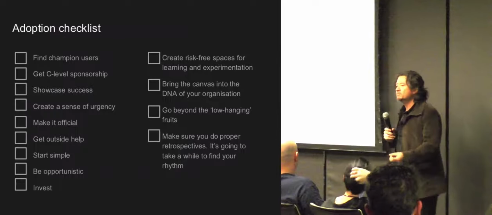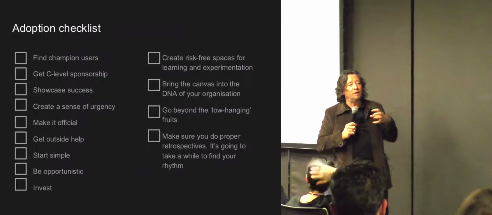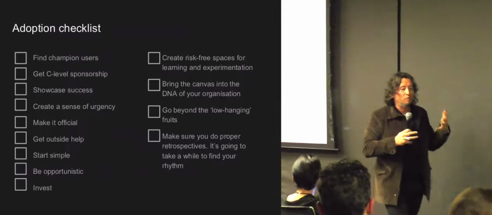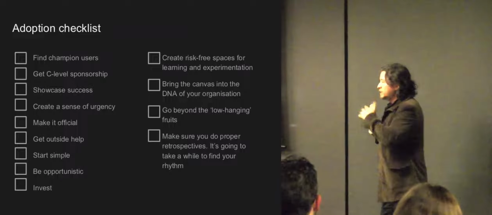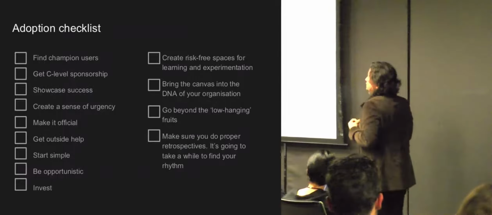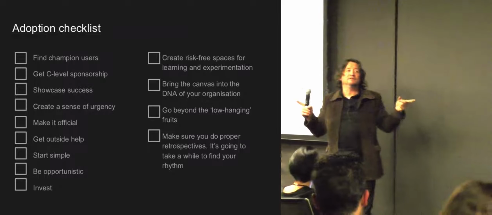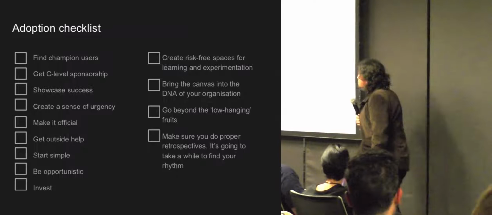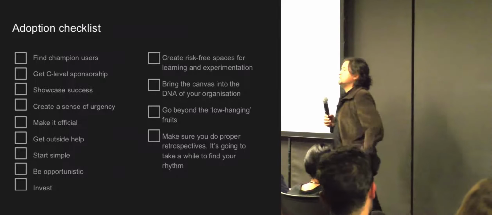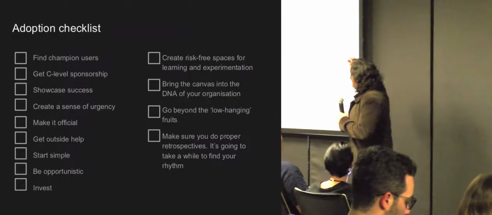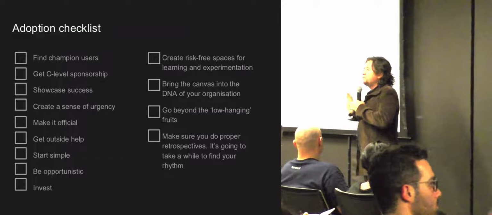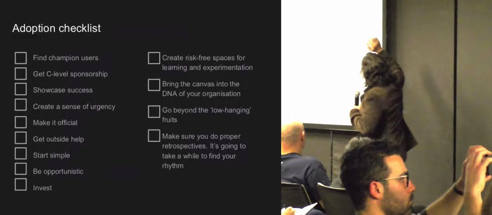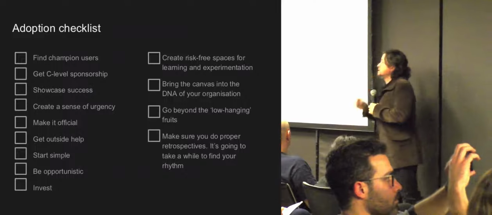Get outside help. If you don't have all the people you need to be able to help you foster that culture, bring in some consultants. Get a mate. Use this network. Start simple, be opportunistic, and invest. So these are kind of the core things that are going to help move progress along. Create risk-free spaces.